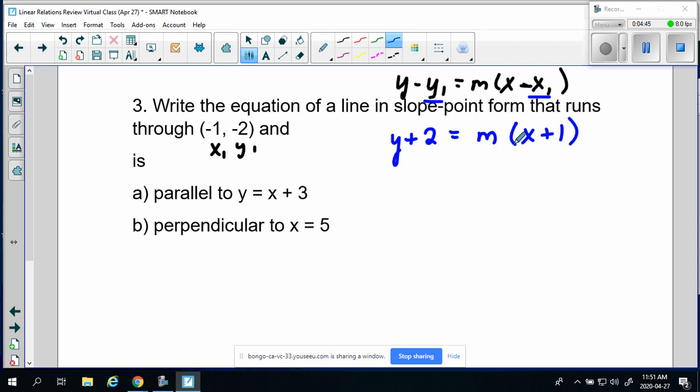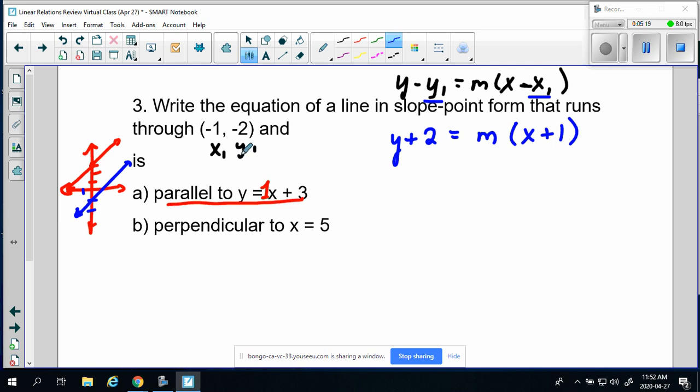The tricky part about this question is they haven't given us a slope. So we don't know what m is. All they've given us is a clue about m. They've told us that the line is parallel to this line. So if I were to draw that line, y equals x plus 3, it has a y-intercept at 3, and it's got a slope of 1. It's not written there, but it's got a slope of 1. So what that means is that if our blue line is parallel to it, see we have -1, -2. If it's parallel to it, it's going to look something like this.